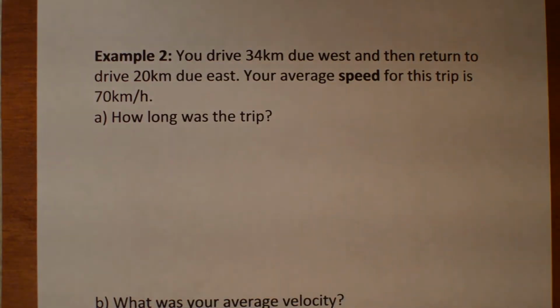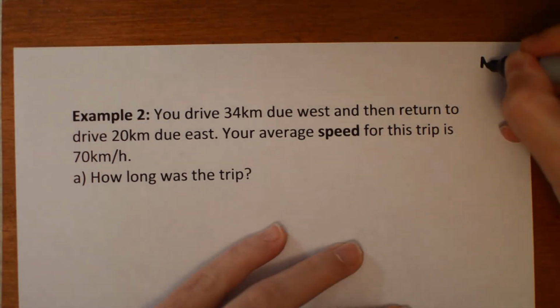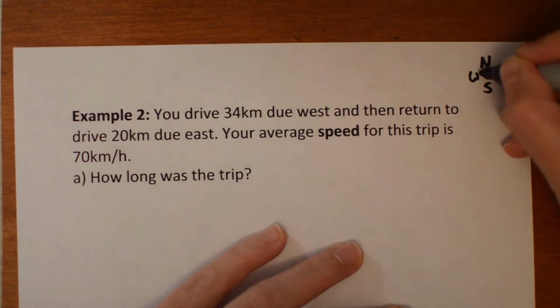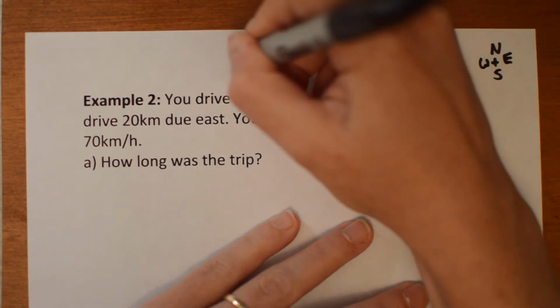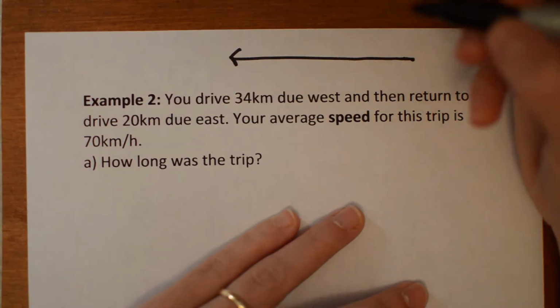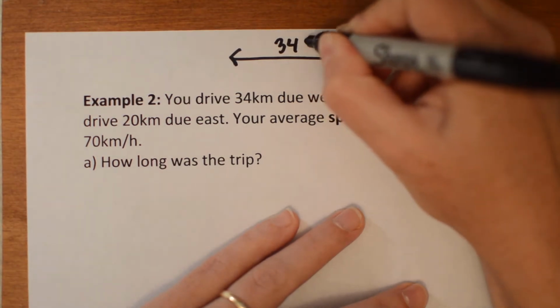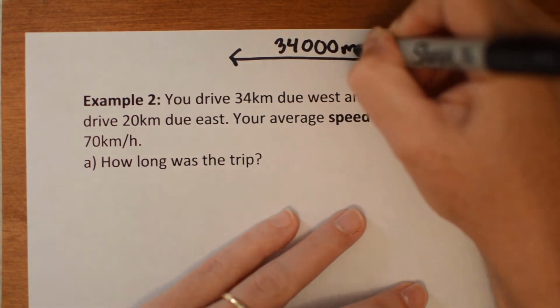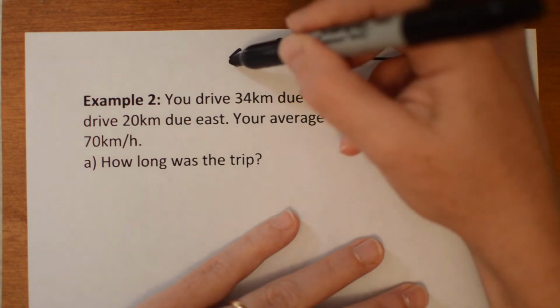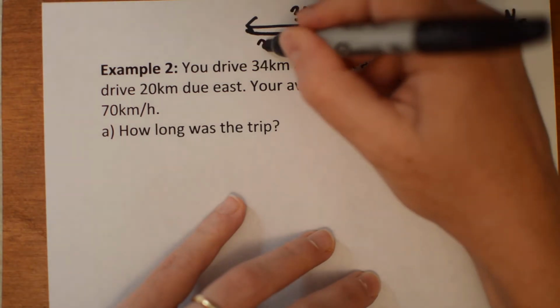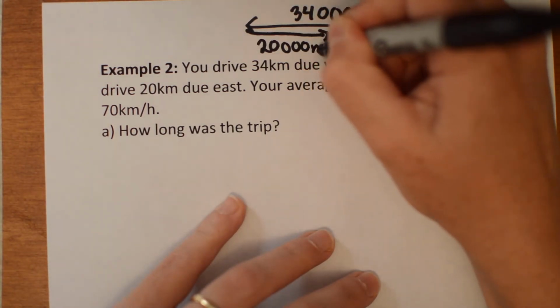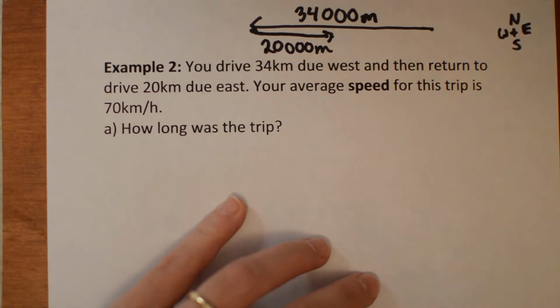All right, in this example, you travel 34 kilometers west and then return to travel 20 kilometers east. So let's just draw our little never eat shredded wheat thing here so we know which way is west and east. We start out 34 kilometers due west. Right away, I'm going to put that into meters. We always work in our SI units. After I get there, I turn around and go 20,000 meters due east, or 20 kilometers due east, and that brings me back to here.